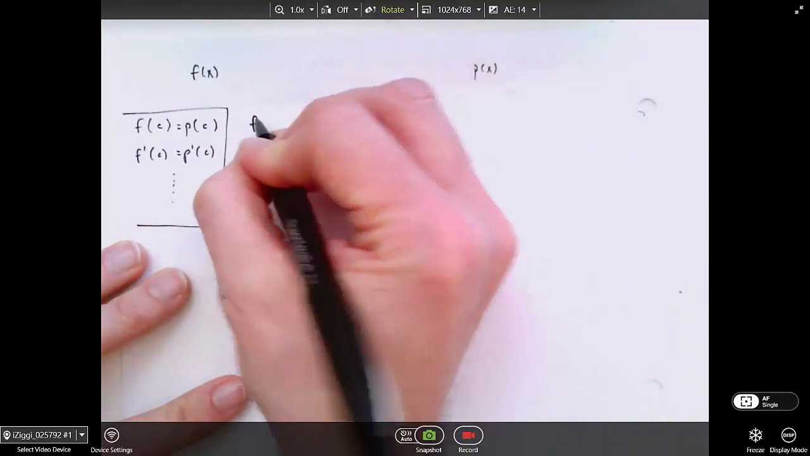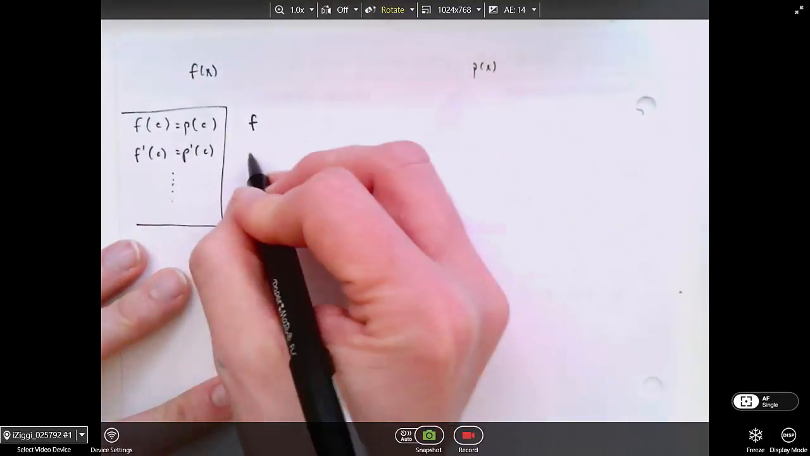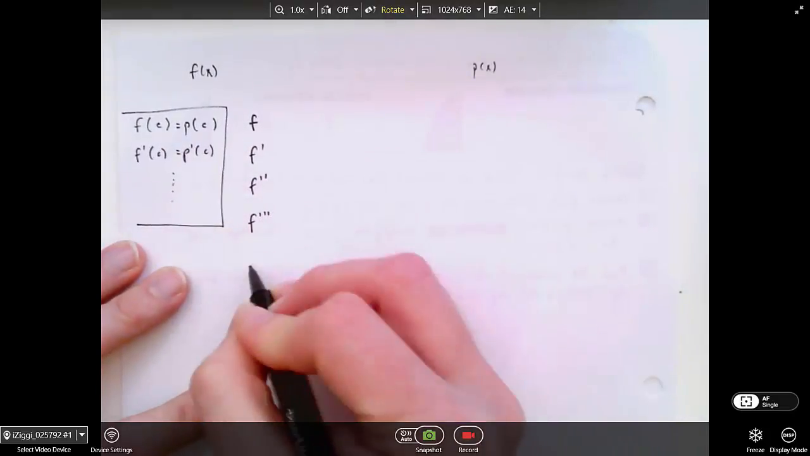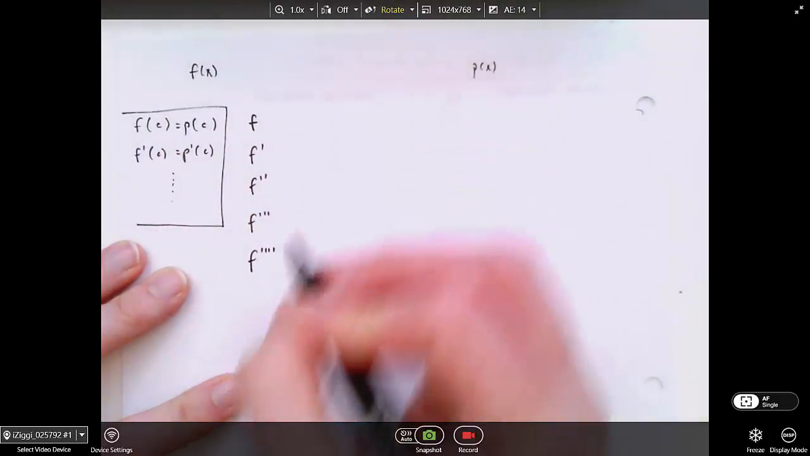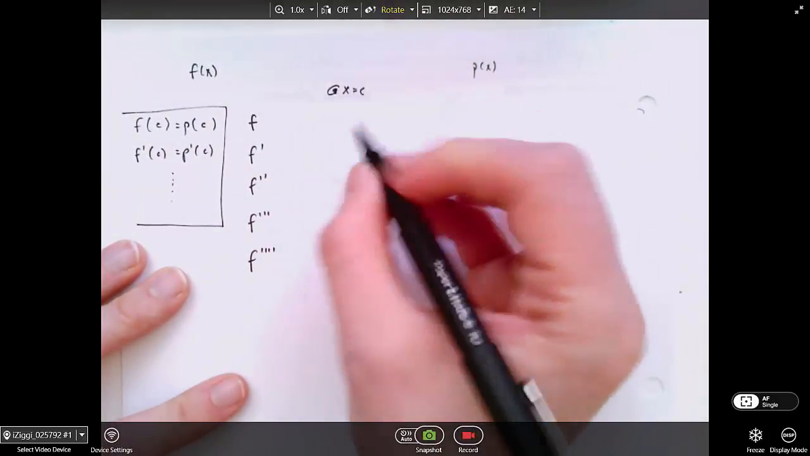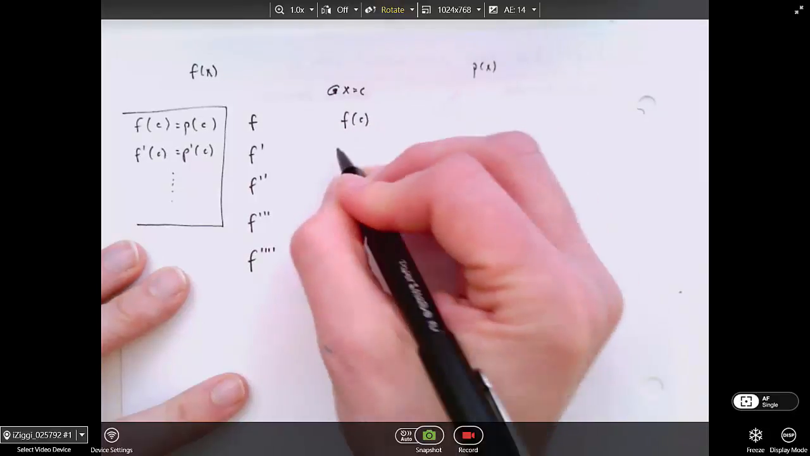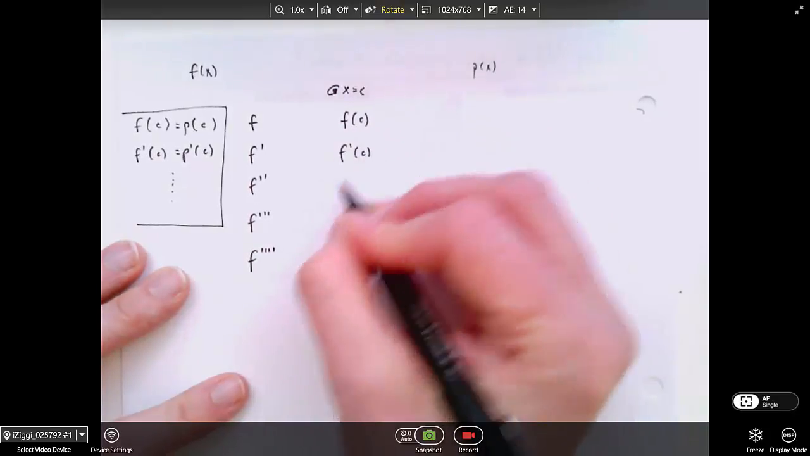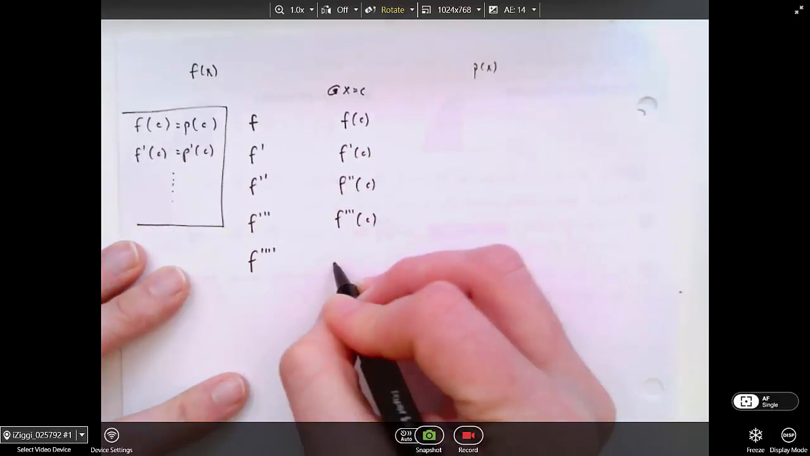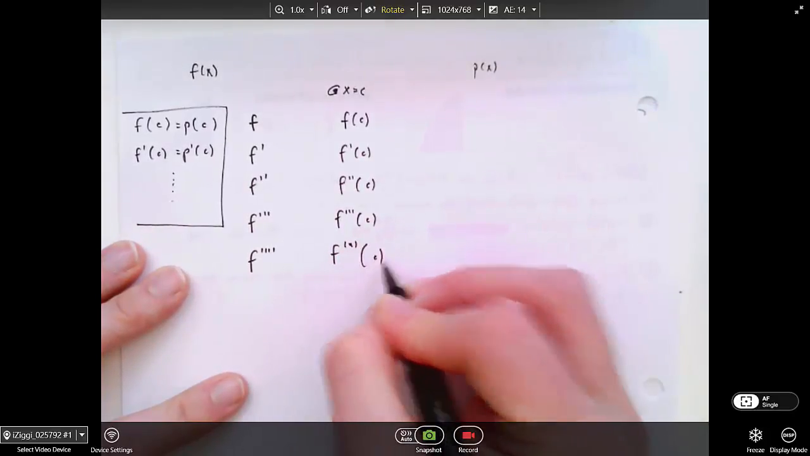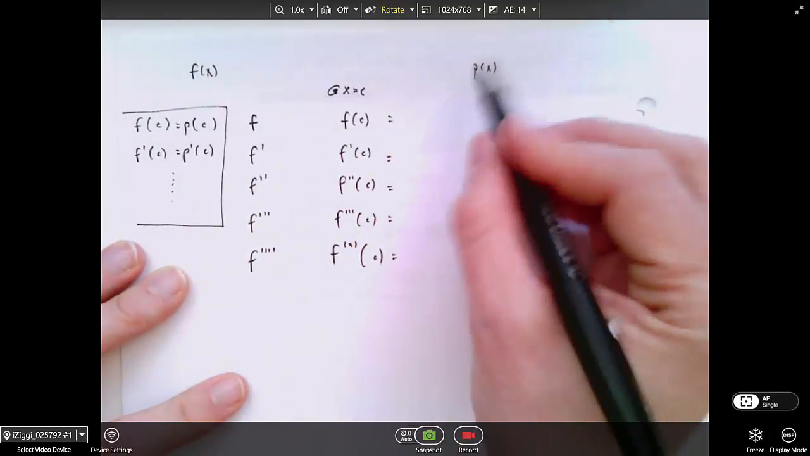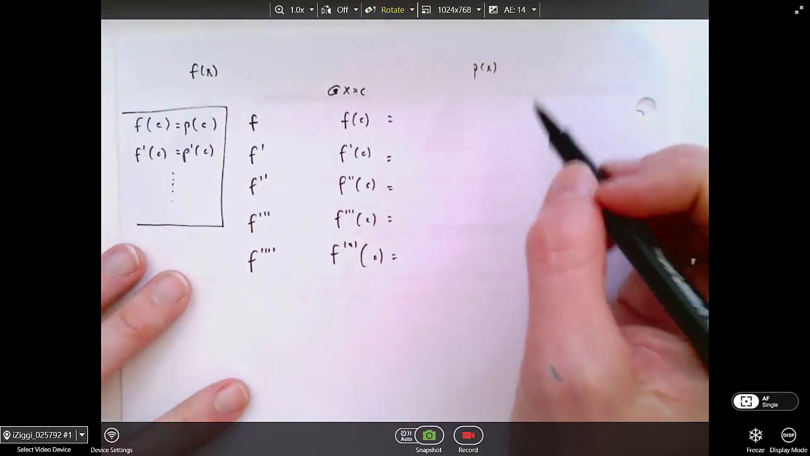Well, okay, so our function we'll just call f. Let's write out the first couple of derivatives for f. And if I'm evaluating them at x equals c, that's just saying f of c, f prime of c, f double prime of c, and so on. Okay, so what are we setting those equal to? All the derivatives of our polynomial.